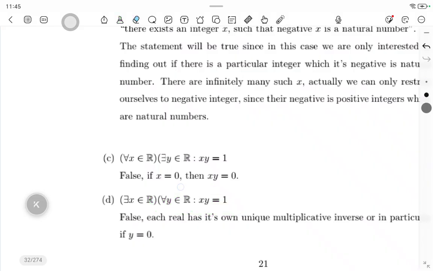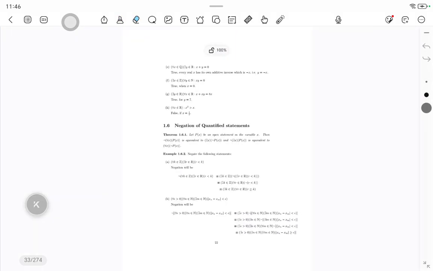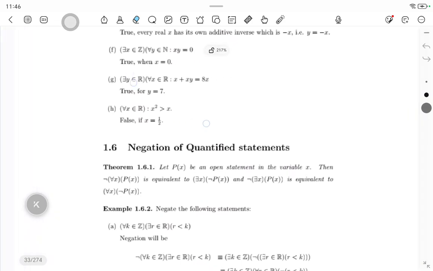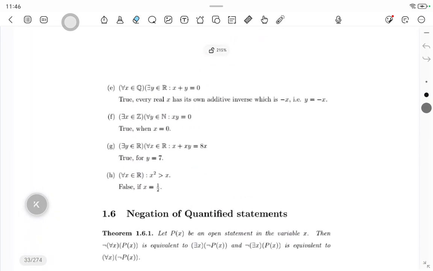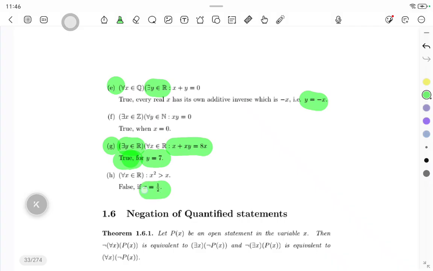Then we come here to E. We are saying that this will be true if we solve for the one that has the exists. Remember, the one that has the exists is y. If we solve for y, we get that y is equal to -x. It will always be true for that one. And if we come to this one of G, we check the one with the exists, which is y, and we make it the subject of the formula. We get y is equal to 7. So this will always be true for that number. And this is false. You can even pick 1 over 2. If x is equal to 1 over 2, this will always be false.